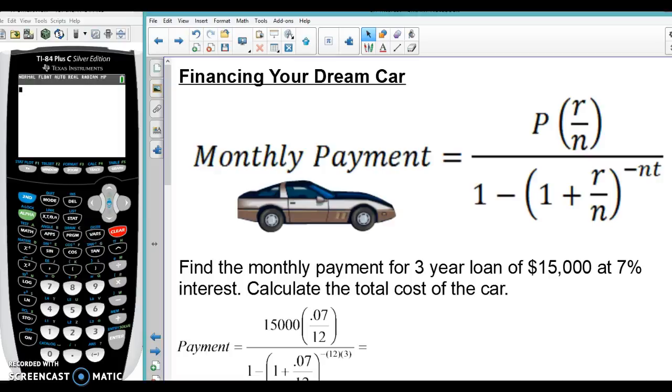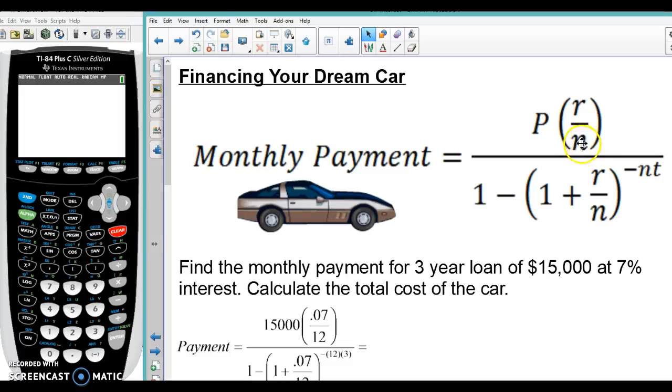All right, ladies, I wanted to record a video showing you an example on how you calculate monthly payment based on the amount of principal, rate, number of payments per year, and number of years. Now, the first thing you'll notice is the equation looks similar to what we have done with the compound interest formula.